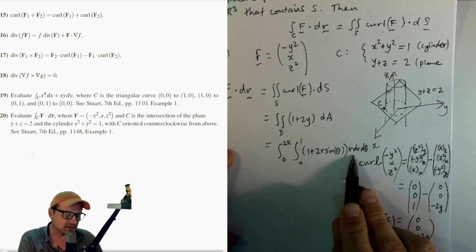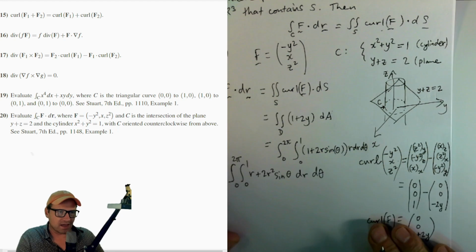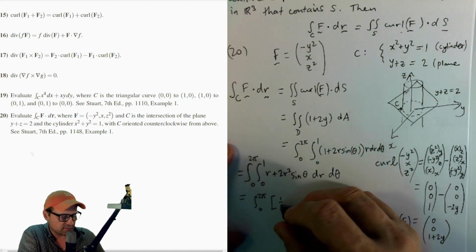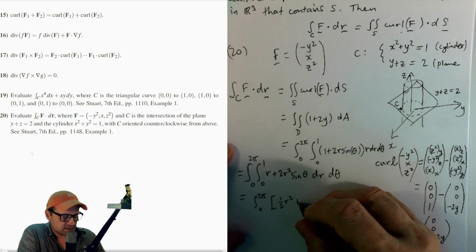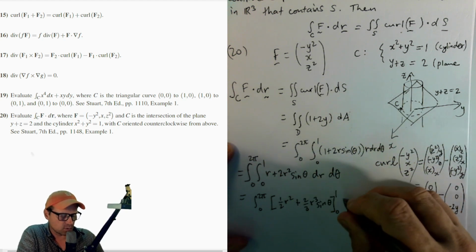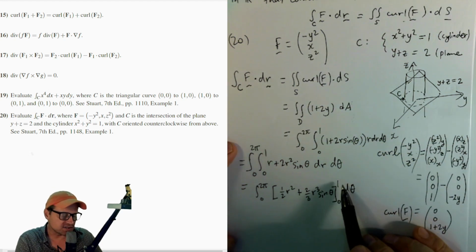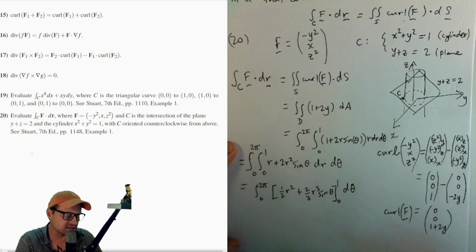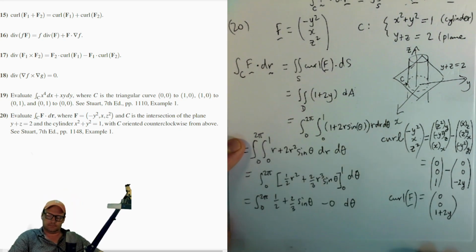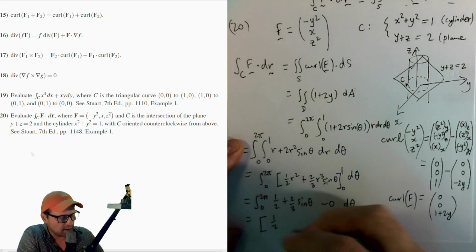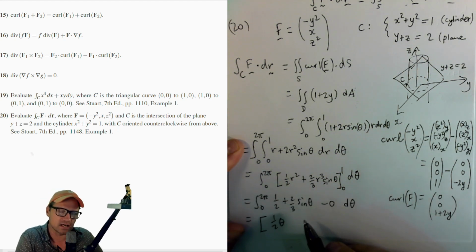So expanding the r in, we have this. Now integrating this function with respect to r partially, we have a half r squared plus 2/3 r cubed sine theta, 0 to 1, and then d theta. Okay, so subbing in, replacing r with 1 and then r with 0 and subtracting, we have this. Okay, so now integrating this with respect to theta, half theta, the integral of sine of theta with respect to theta is minus cos of theta.